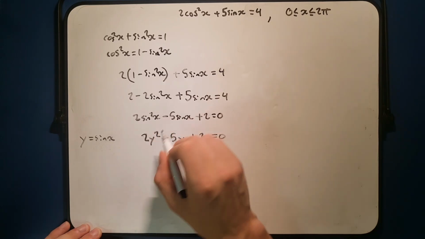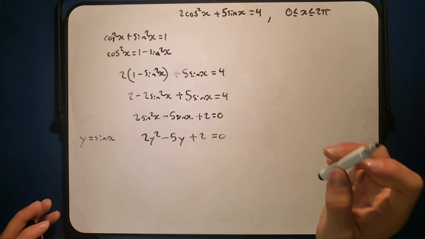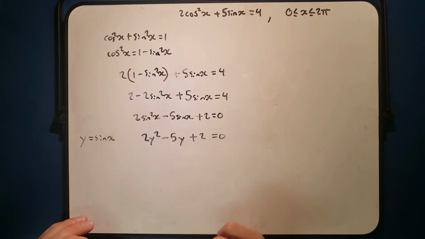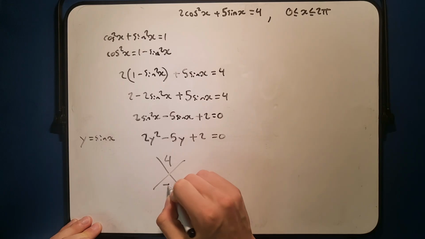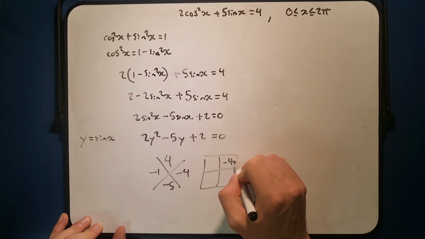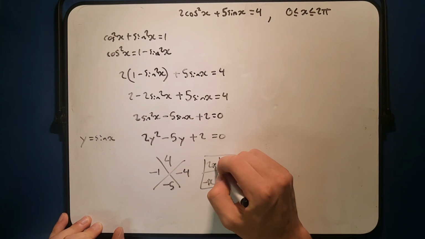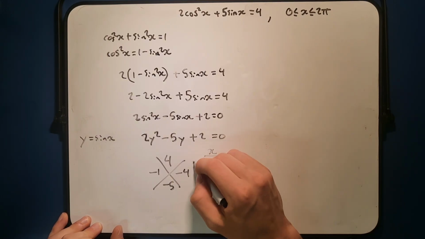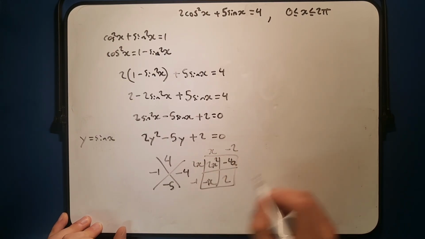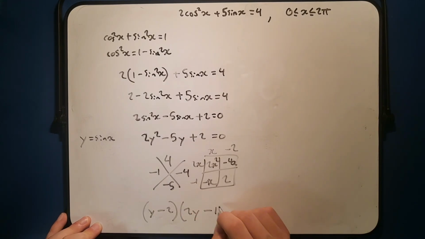And now you can factorize this quadratic like you would with any other quadratic. Now, if you're curious, I have a video on this already, and feel free to check that out if you don't already know how to do this. So I am going to factorize this right now. And my factorized form of this quadratic will give me y minus 2 and 2y minus 1, and we're going to set that equal to 0.